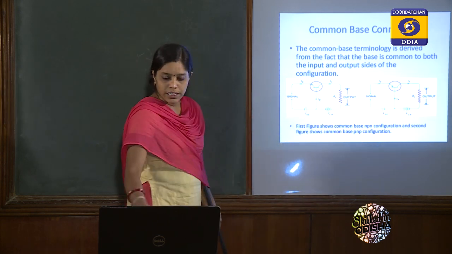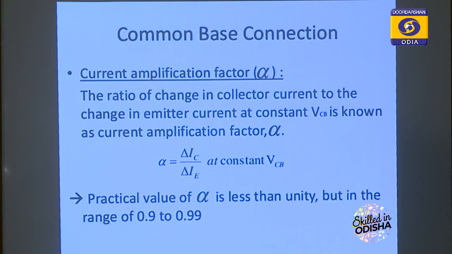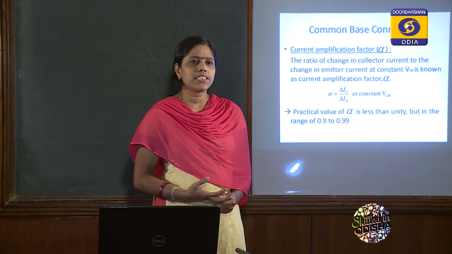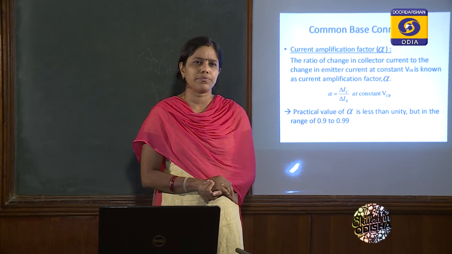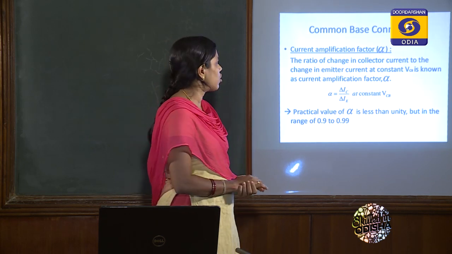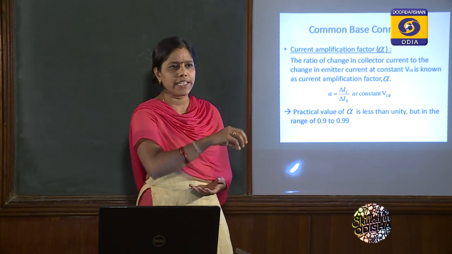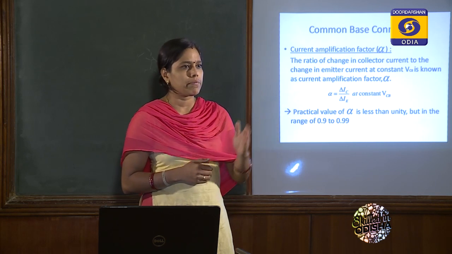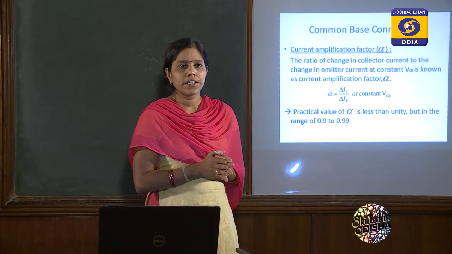Then next one, for common base configuration, there is one amplification factor. Amplification factor is the gain of the transistor. Gain means current is the output part in case of the transistor and current is the input part in case of the transistor. So transistor is also called a current control device, because the output part is controlled by the input part. Output part is the collector current and input part is the emitter current. So collector current is controlled by the emitter current.